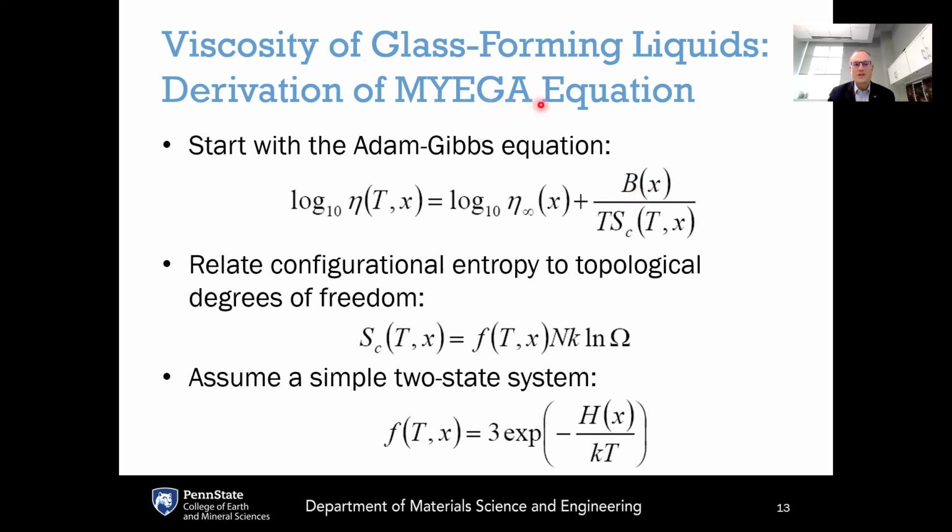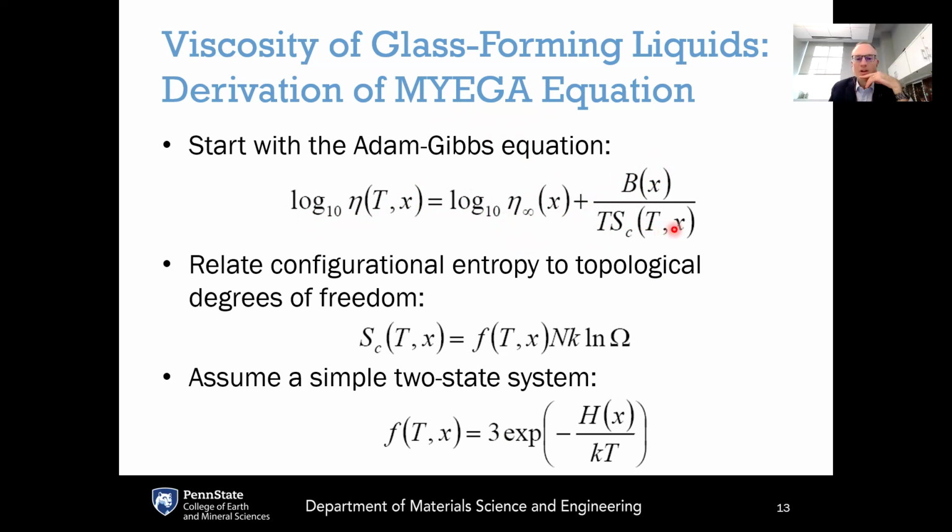It is this MYEGA equation. And we started with the Adam-Gibbs equation because that had a pretty strong physical underpinning. We can write the Adam-Gibbs equation as the logarithm of viscosity is equal to some constant, the logarithm of the infinite temperature viscosity. Because note, if the temperature goes to infinity, then what's left is this eta infinity, the infinite temperature viscosity. So it's that term plus, since we're in logarithmic units here, the exponential goes away and it's just plus some unknown constant, which I'm labeling here as B, which is a function of composition, divided by the temperature times the configurational entropy of the liquid, which is a function of temperature T and composition X.